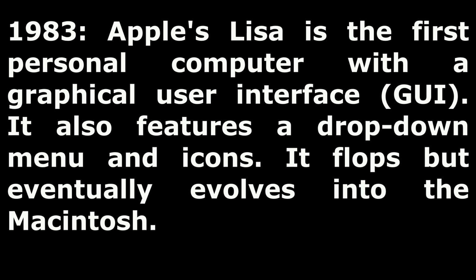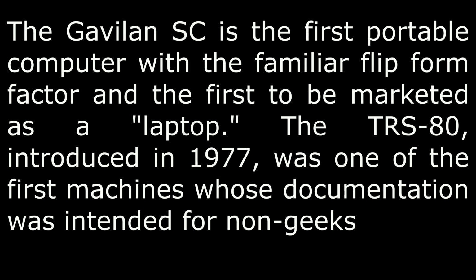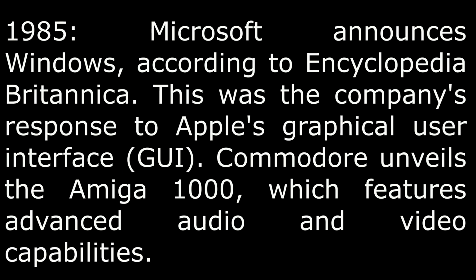1983, Apple's Lisa is the first personal computer with a graphical user interface, GUI. It also features a drop-down menu and icons. It flops but eventually evolves into the Macintosh. The Gavilan SC is the first portable computer with the familiar flip form factor and the first to be marketed as a laptop. The TRS-80, introduced in 1977, was one of the first machines whose documentation was intended for non-geeks.